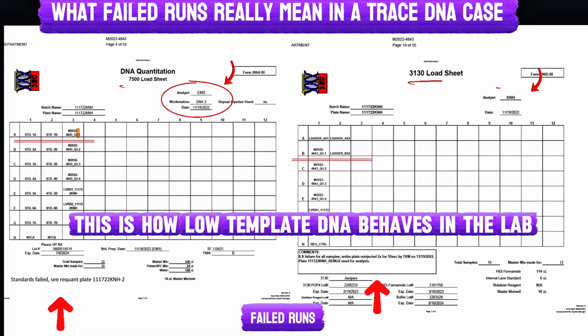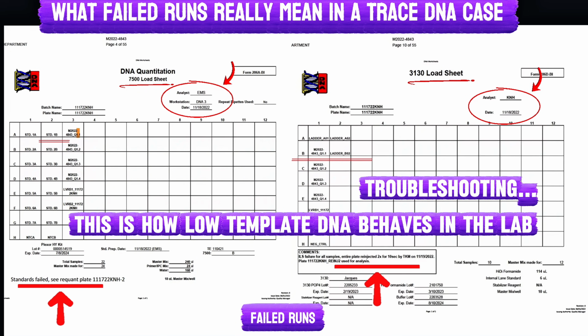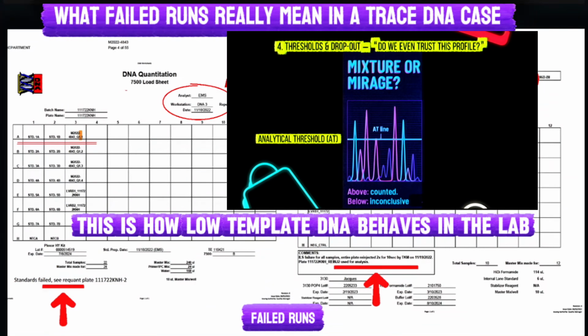So the final profile isn't living in a nice, stable, high template world of a big blood stain. It's sitting on the edge of what the system is comfortable with. That's what I mean when I call it a fragile signal. Now, how does that connect to thresholds and the likelihood ratio? Those early failed runs are basically thresholds in action. The lab's validation rules and quality checks did their job. They stopped those first runs because the standards or the ILS didn't behave.